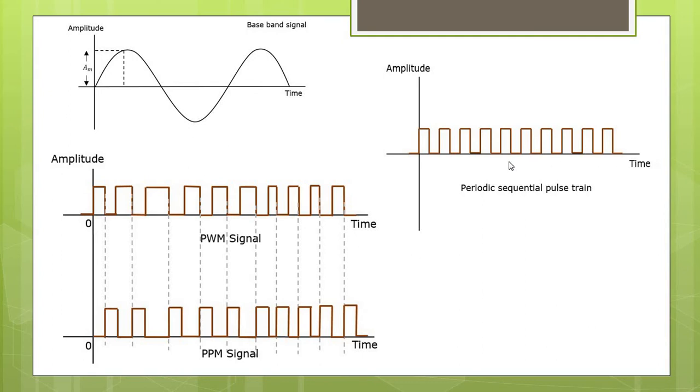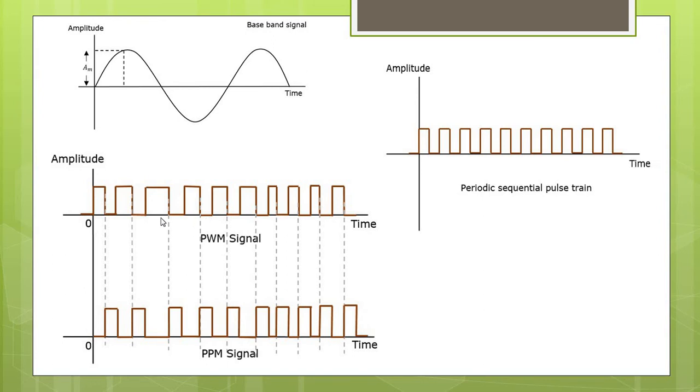So the generation of PPM is also the same as PWM. In PWM, what we have done, we have taken a comparator and applied both of these two signals as the input. That is, one is the message signal, the second one is the periodic pulse train, which is the carrier signal. Both of these two signals are applied as the input. Then at the output of the comparator, we get this PWM signal.